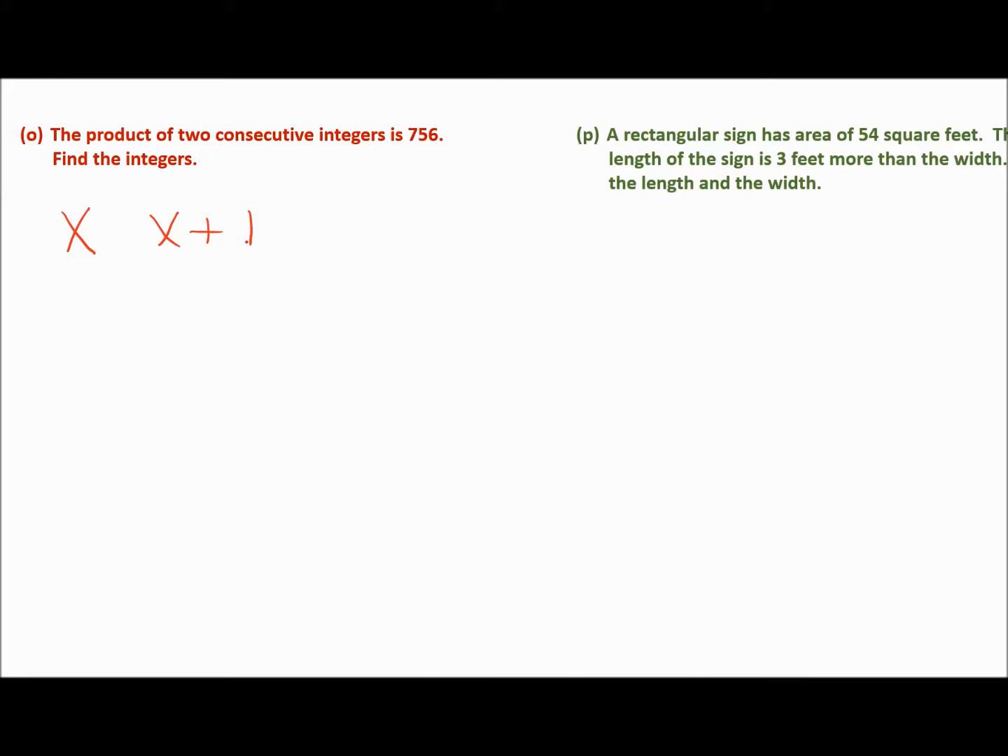So if the first number's 5, the next number would be 6, right? How do you get from 5 to 6? You just add 1 to it. So that's what it means to be consecutive integers. Now it says product. What does product mean? Well, product means you multiply these together. So it's this one times this one, and then it's equal to 756. So there's our problem.